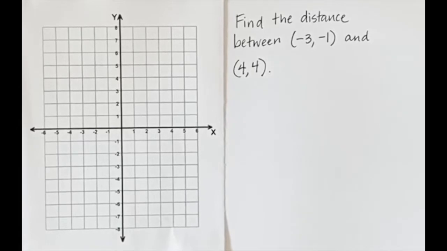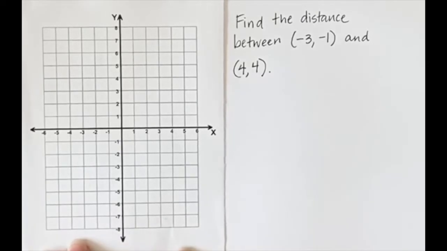Today we're looking at finding the distance between two particular points. So for this problem, we are looking to find the distance between the points (-3, -1) and (4, 4). The first thing I'm going to do is plot these two points on my coordinate plane because I want to see exactly where they are.